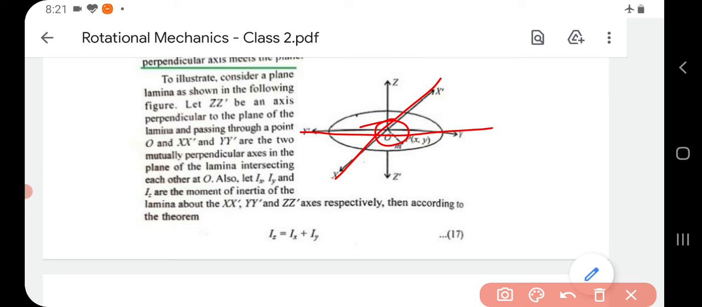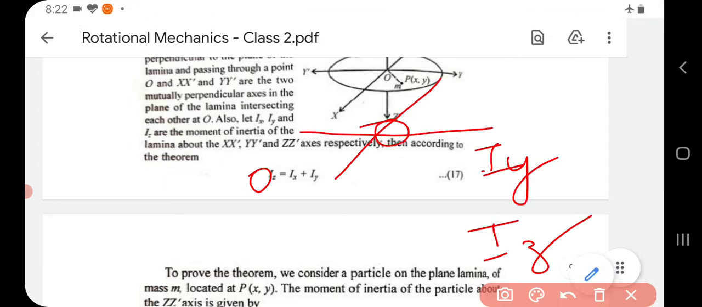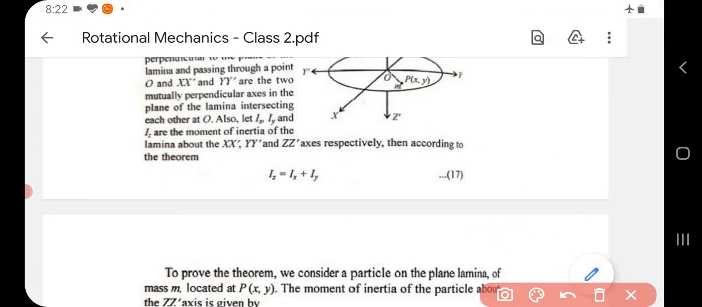Now, let the moment of inertia about xx dash be Ix. Let the moment of inertia about yy dash be Iy. And let the moment of inertia about z dash be Iz. Then according to the perpendicular axis theorem, this Iz, that is moment of inertia of the plane of lamina along z dash, is the sum of the moment of inertia of the plane of lamina along xx dash and yy dash.